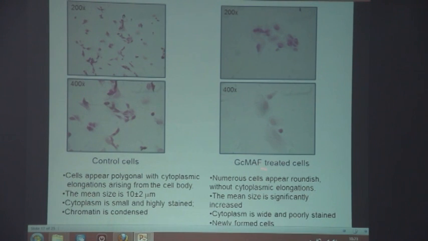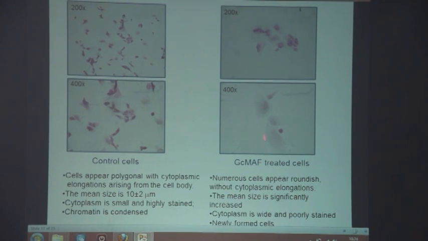In the Gcmaf treated cells, we can see that numerous cells appear roundish without cytoplasmic elongation. The mean size is significantly increased. The cytoplasm is wide and poorly stained. We thought that these are newly formed cells.